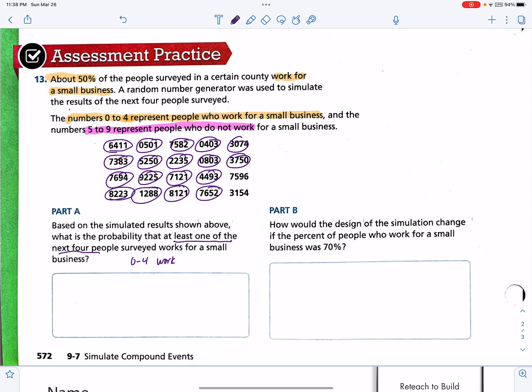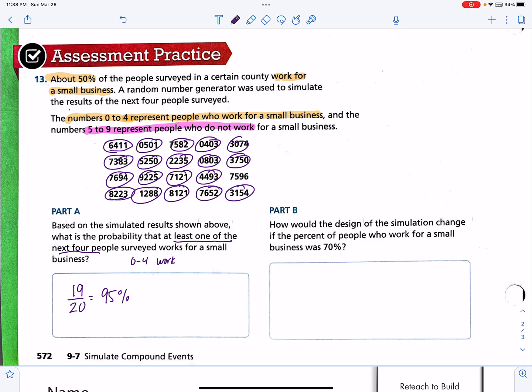0, 1, 2, 3, 4, and yes. So a lot of them. So that means 19 out of 20, which is 95%. Okay, have at least one person that works for a small business.